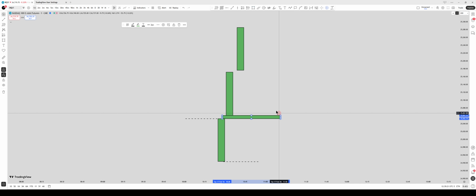If you don't know what a volume imbalance is, this is a volume imbalance right here. When a candle is opening where it's not supposed to open, so it was supposed to open right here because the previous candle closed here, but it did not, it opened here. That is a volume imbalance, all right?